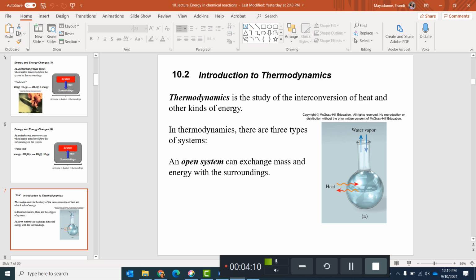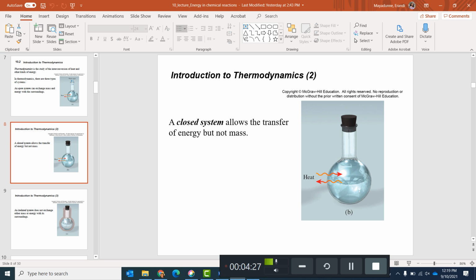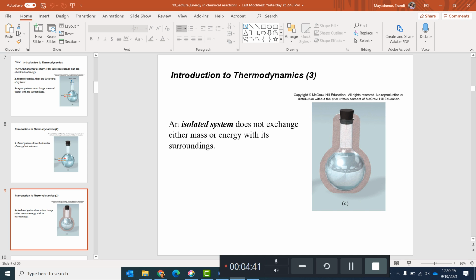When we study thermodynamics, we'll study open systems, closed systems, and isolated systems. You can see this is an open system, water in a cup, always free to exchange heat with the surroundings. In a closed system, the cup is closed. This is a round bottom flask, but in the closed system you can still transfer heat. An isolated system does not exchange heat at all.